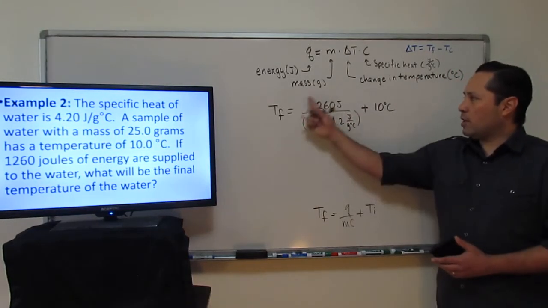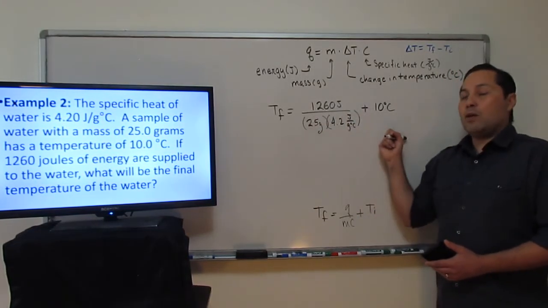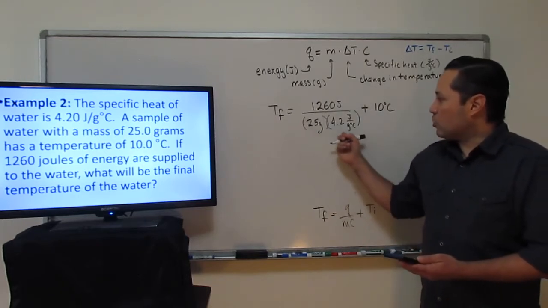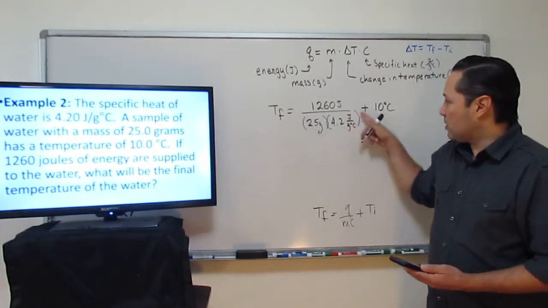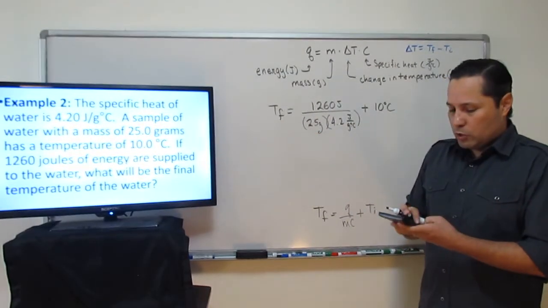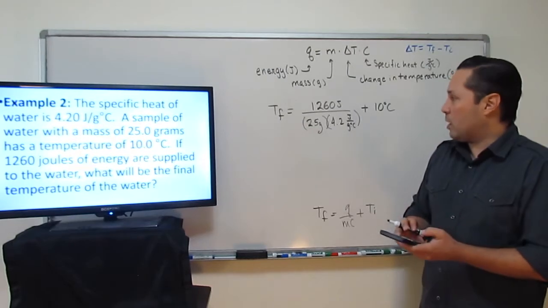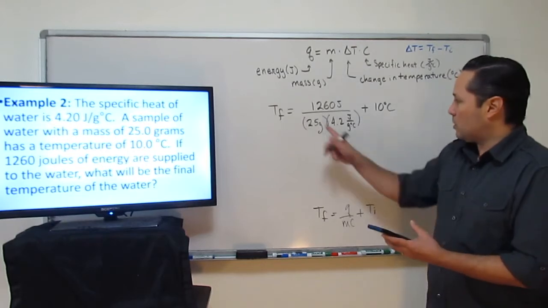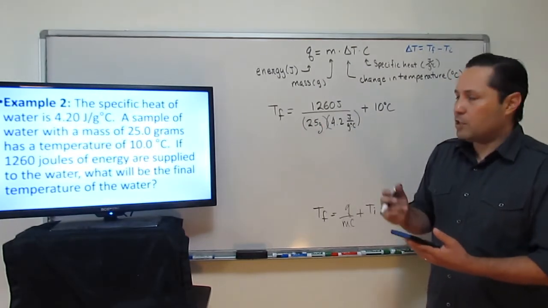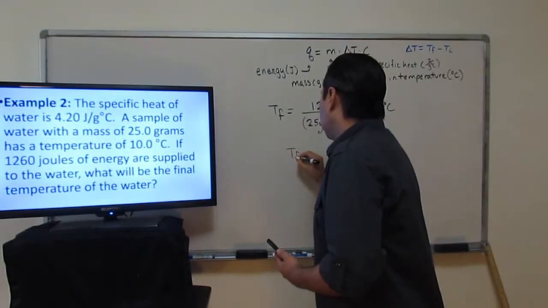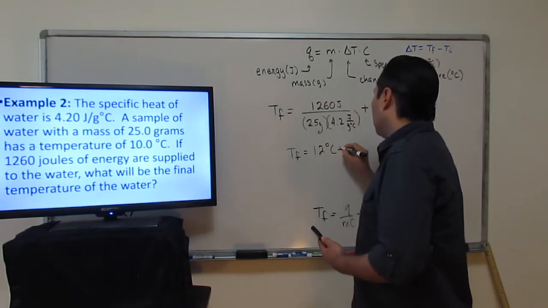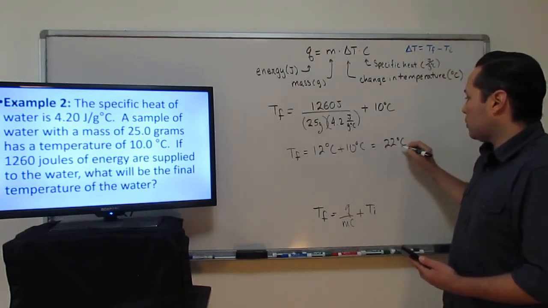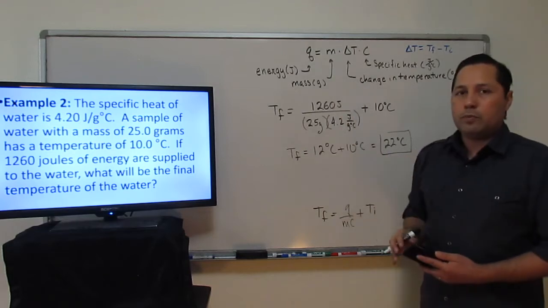That is the setup. So we're going to work this out, and then whatever answer we get, we're going to add it plus 10 degrees Celsius. That's going to be our final answer. Anytime you've got two numbers in the denominator, be sure to put parentheses around them when you put them into your calculator. So it's 1260 divided by, open parentheses, 25 times 4.2, close parentheses, equals 12. So I get Tf is equal to 12 degrees Celsius plus 10 degrees Celsius, giving me a final answer of 22 degrees Celsius. And that is our answer for example 2.